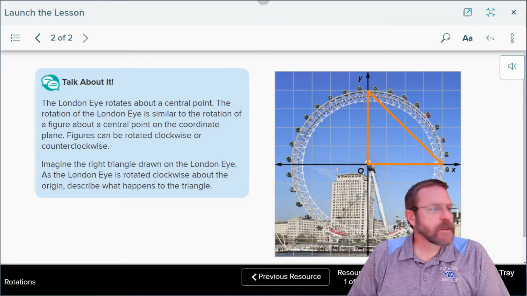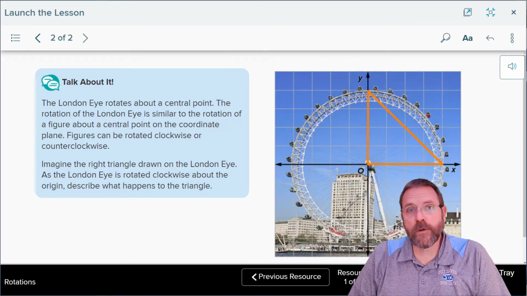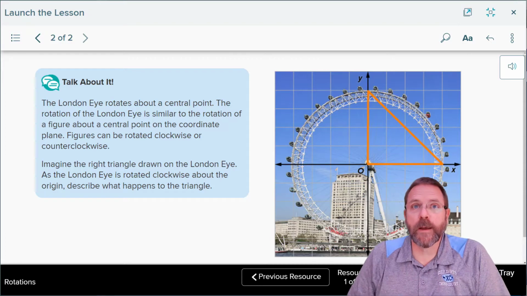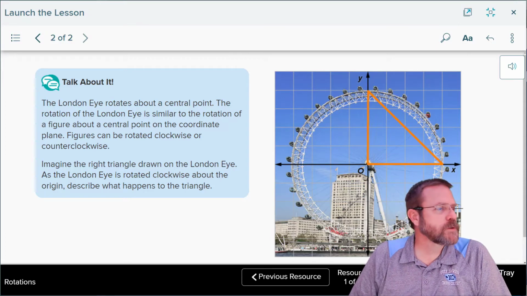But I have digressed. The London Eye rotates about a central point. The London Eye is similar to the rotation of a figure about a central point on a coordinate plane. The figures can be rotated clockwise or counterclockwise on the coordinate plane, not the London Eye. It only goes one direction.